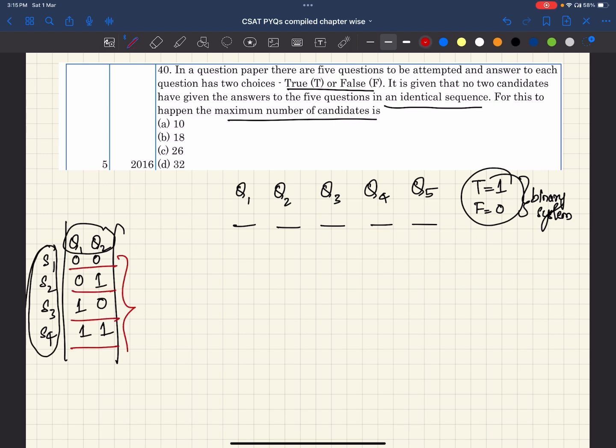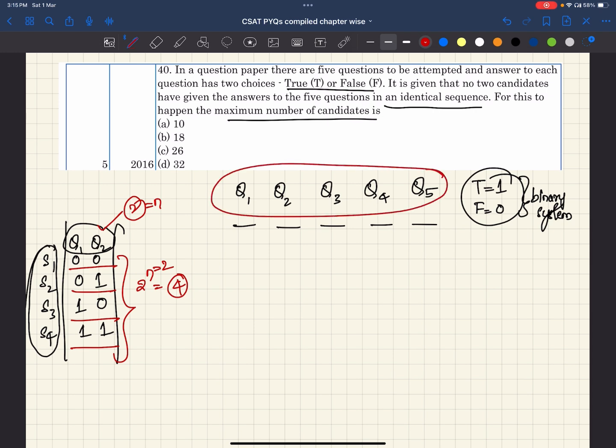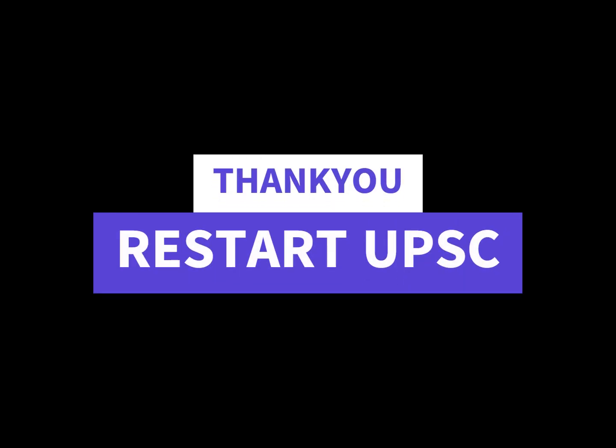That means, what are the possible values? 2 students, 2 power n, right? Here n is 2. So 4. N is equal to 2. Now, there are 5 questions. And what will be the maximum value? 2 power n, that is 2 power, here n is equal to 5, that is 32. This question will be the last question for this video. In the next video, we'll solve the remaining questions. Thank you, friends. All the best.